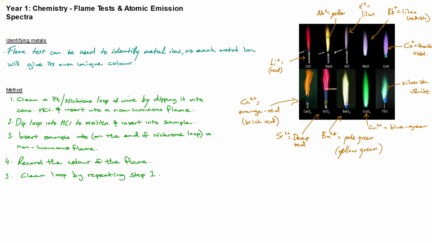The reason we use hydrochloric acid, and the reason we tend to use chloride salts, so rubidium chloride, potassium chloride, cesium chloride, and so on, is because the chloride ion doesn't emit a wavelength when heated that we can see. It's outside of the visible spectrum, so that's why we use chloride. So it's quite important. You do need to know this method. You're expected to be able to describe it. That's quite important.